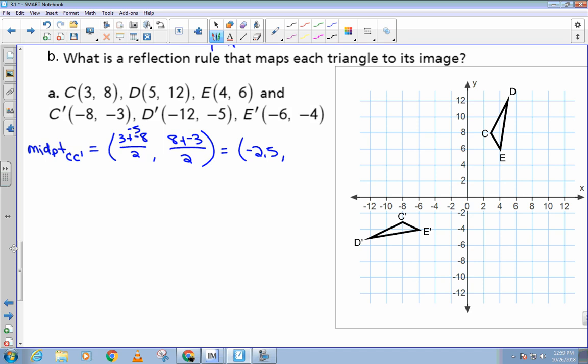I'm going to go ahead and put it as a decimal. Same thing here. 8 plus a negative 3 is 5. Divided by 2 is 2.5. Okay. All right, so negative 2.5, 2.5. So that would be, that's kind of hard to grab. Right about right there. 2.5, 2.5 is about something like that. Okay, I know, I should have picked better. All right, so now we're going to look at D and D prime.